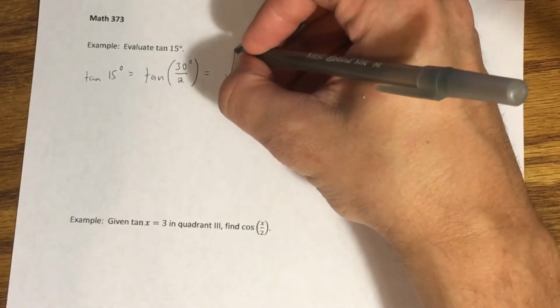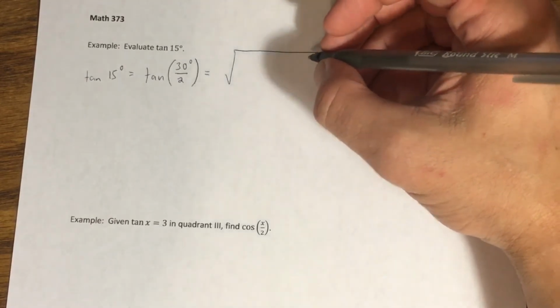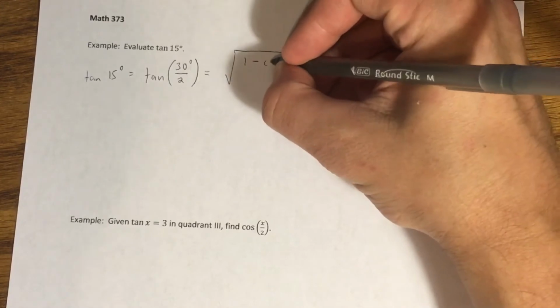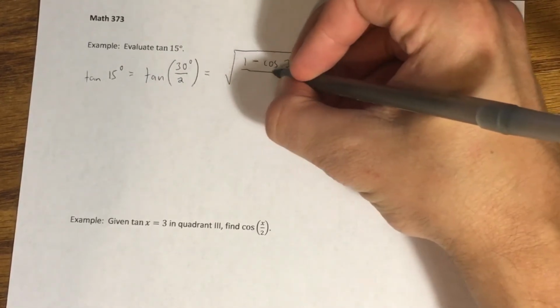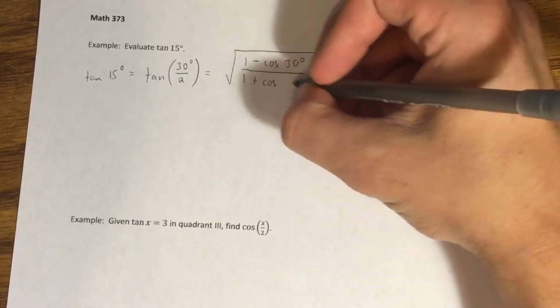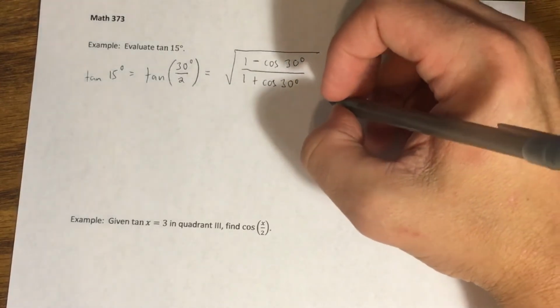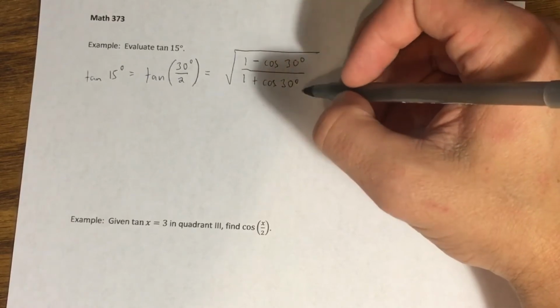Now, for tangent, our half-angle formula, and again, remember we had 3 of those, looks like 1 minus cosine of alpha, which in this case is 30 degrees, over 1 plus cosine of alpha. Again, that's 30 degrees. Okay? Both of these I know the value of. They're both equal to root 3 over 2.